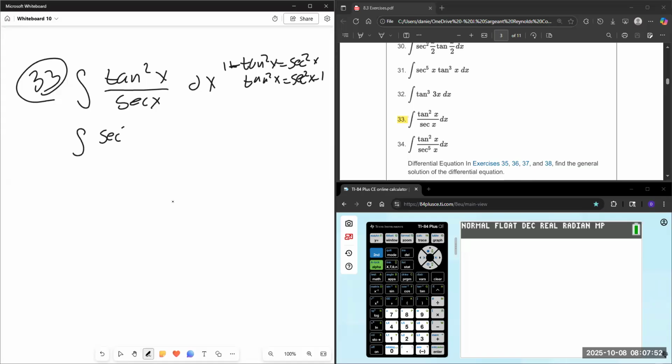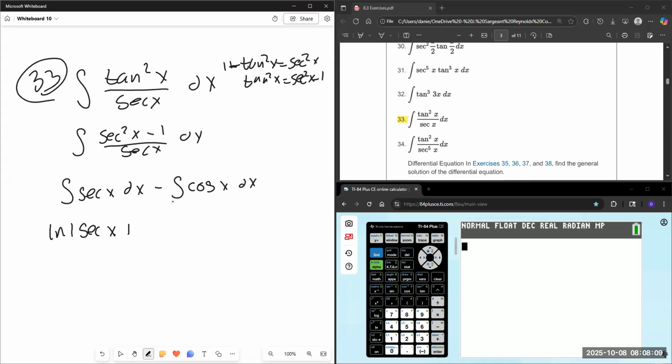So integral (secant squared minus 1) over secant is going to be an integral of secant minus a 1 over secant, which is a cosine. And so this is ln of secant x plus tangent x, that's in absolute value bars inside the ln, minus sine x plus c. Let's move on to number 37.